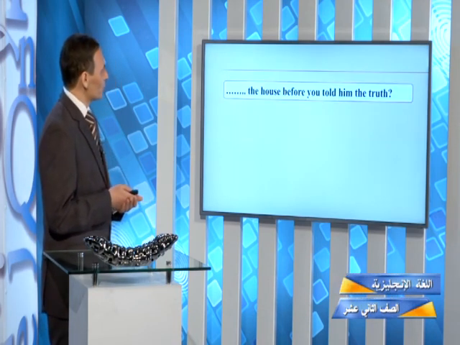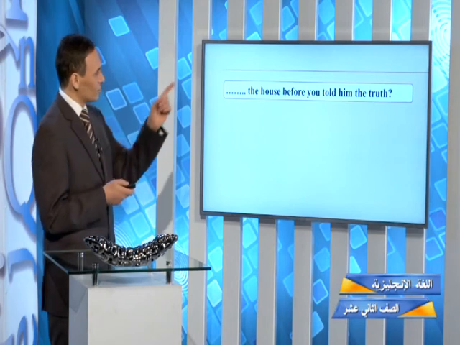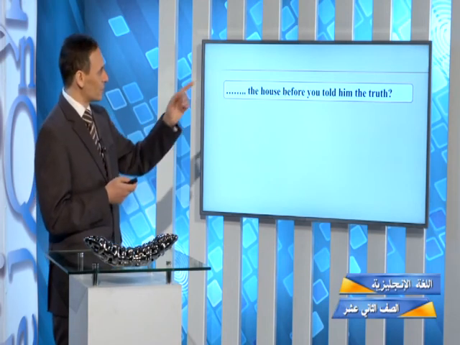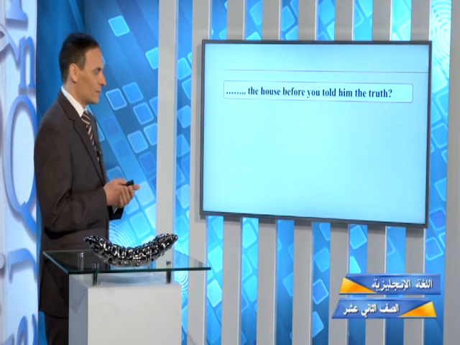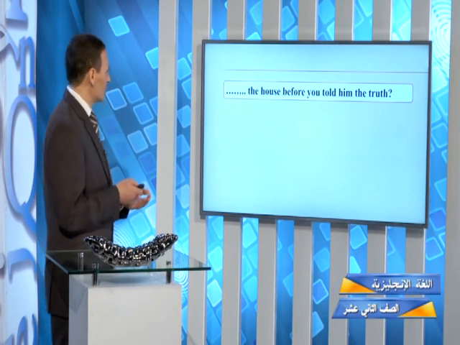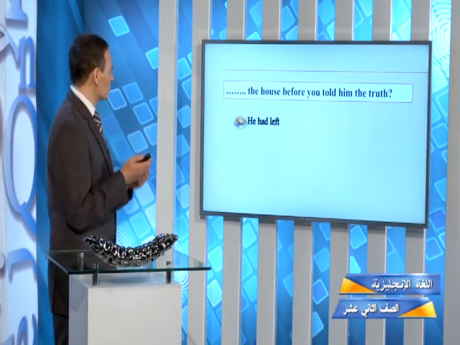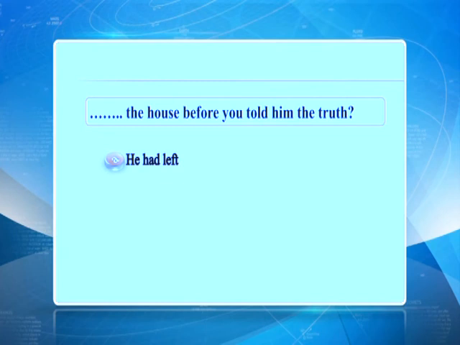___ the house before you told him the truth? Notice the presence of the question mark at the end of the sentence. This is an interrogative sentence. This is a question. So how should we start this question? By saying he had left the house, or had he leave, or had he, or had he left. So the right answer is, had he left the house before you told him the truth?